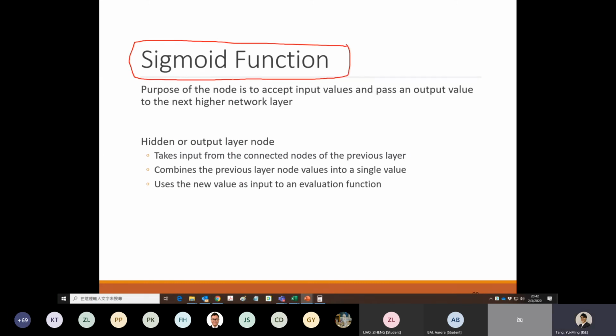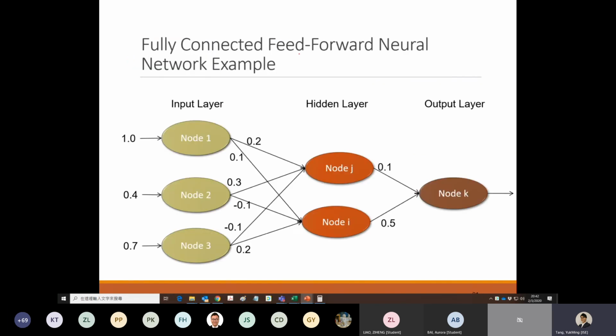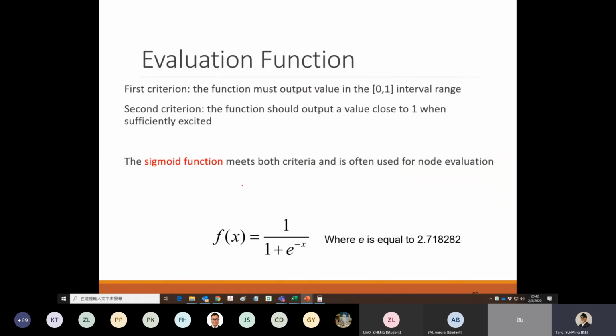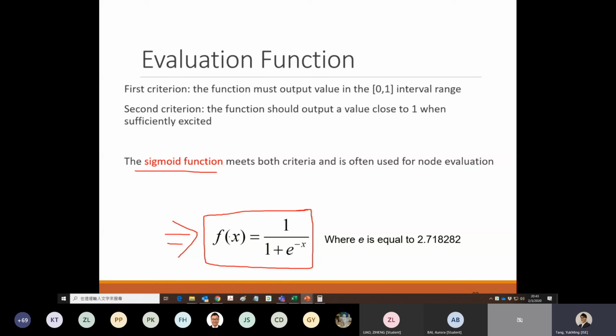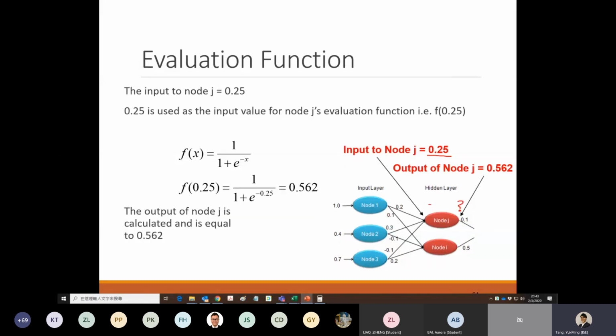In order to calculate the output for the hidden layer, we need to use this sigmoid function. I'm not going to talk about the sigmoid function in detail, but the equation for the sigmoid function is this one. As mentioned before, we got the input for the loop J is 0.25, and then we want to calculate the output for the loop J. Then we need to use this sigmoid function, f of x.